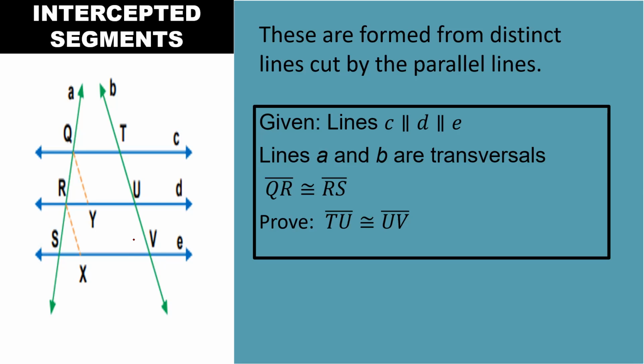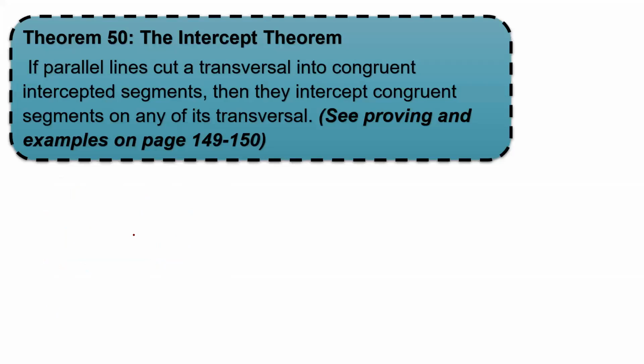So let's see the theorem behind it. It is the intercept theorem, and it states that if parallel lines cut a transversal into congruent intercepted segments, then they intercept congruent segments on any of its transversals. So you can see the proving on pages 149 to 150. Okay, so here's the illustration.